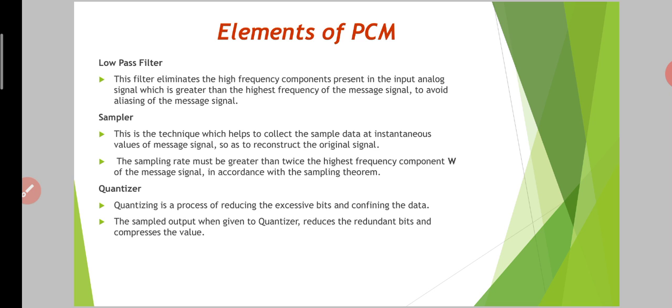The low pass filter eliminates the high frequency components in the input analog signal that are greater than the highest frequency of the message signal, to avoid aliasing of the message signal. Aliasing is overlapping. When taking input from our source, some unwanted sounds are present in the surrounding areas. That's why we employ the low pass filter. It only allows the message signal range, and other high frequency components are eliminated in this section.